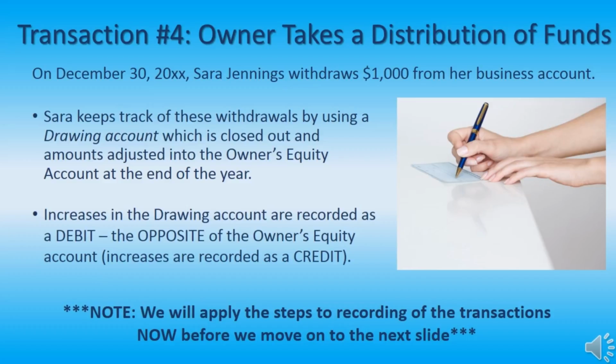Remember that increases in the drawing account are recorded as a debit, which is the opposite of the owner's equity account, where increases are recorded as a credit. Before we move on to journalizing this transaction, have your general journal form ready as well as your handouts, and make sure you understand what you are doing before we move on to the next slide.